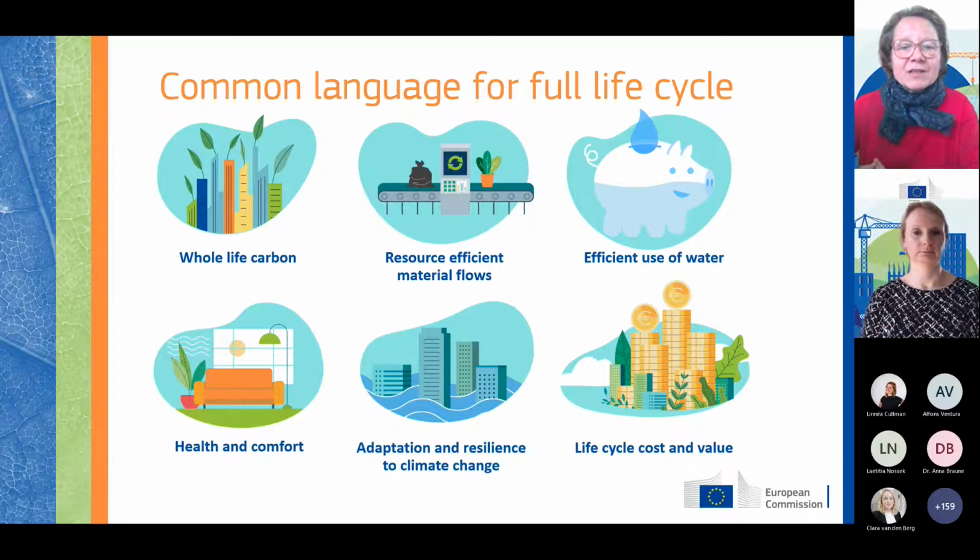We have resource efficient material flows. We have the efficient use of water. So these are all linked to some kind of environmental impact in the end. But we also have 3 areas which are more linked to the quality and the value of the building. So health and comfort, adaptation and resilience to climate change, and life cycle cost and value. Next one, please.